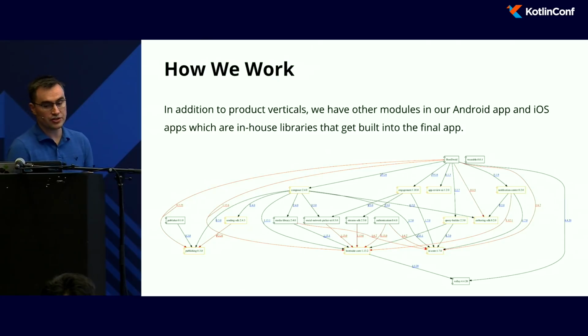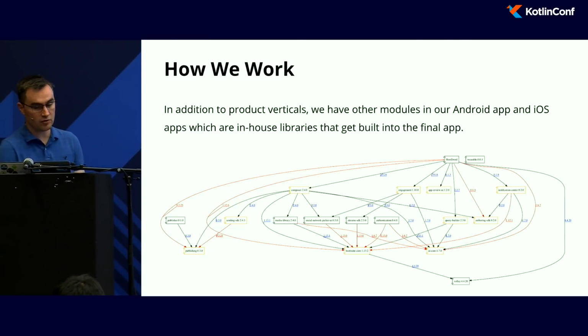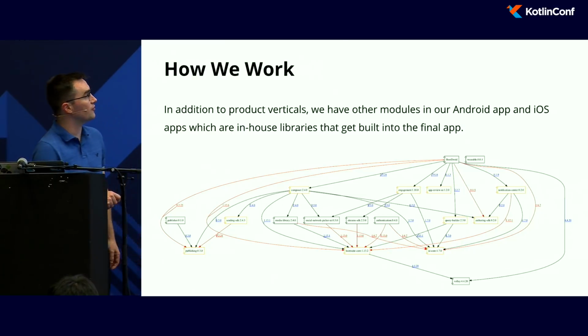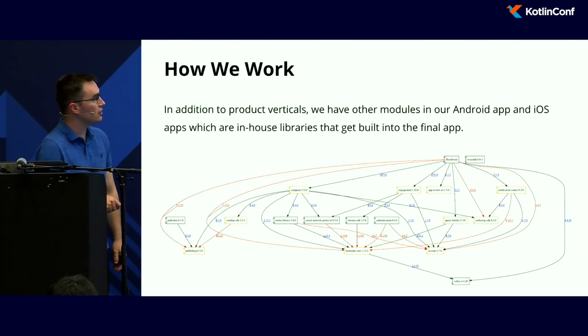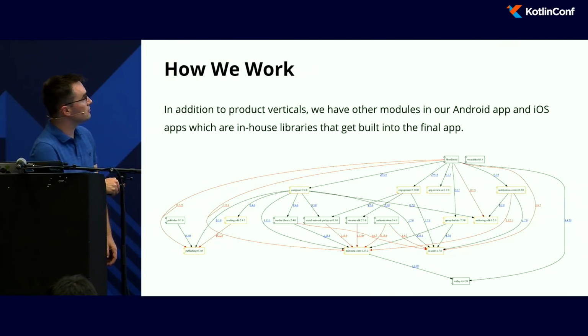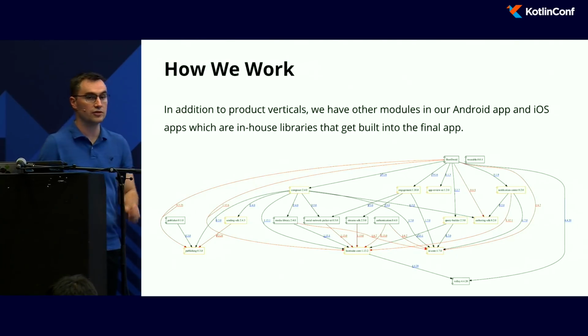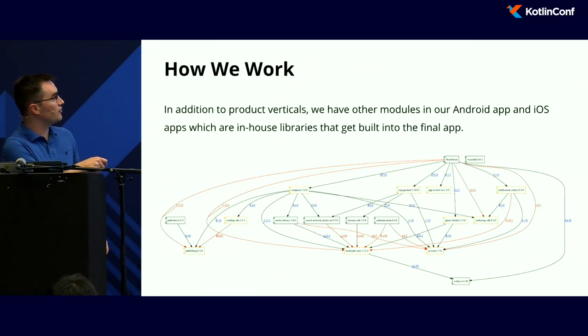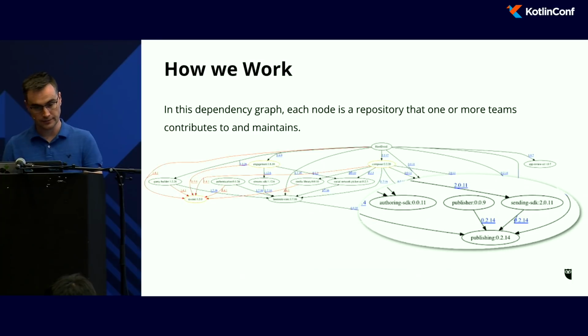So in addition to the project verticals, we have other modules in our Android app and iOS apps, which are in-house libraries built into the final app. You can see here a sample graph generated by our Atlas tool for our Android libraries. And some of these libraries, like Logger or Publishing, are simple utilities just to facilitate code reuse across different verticals.